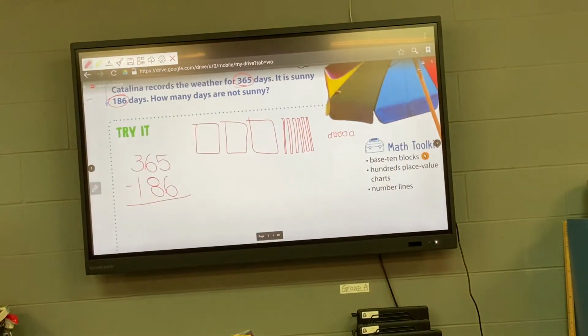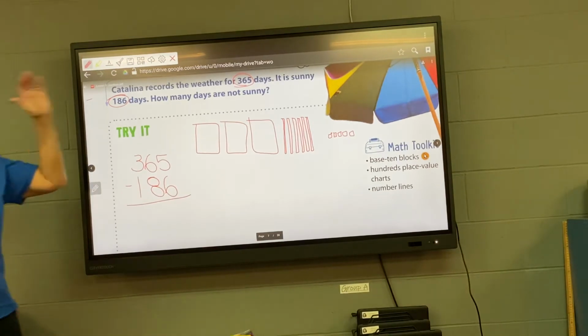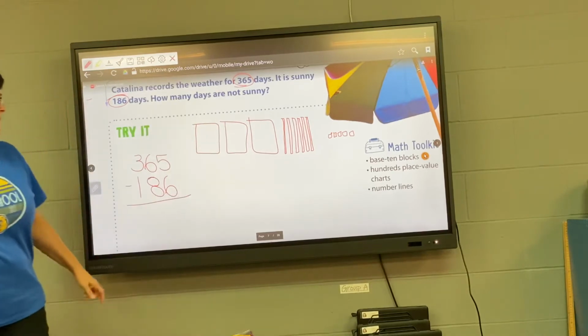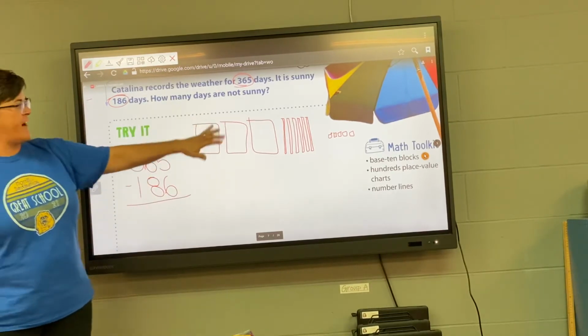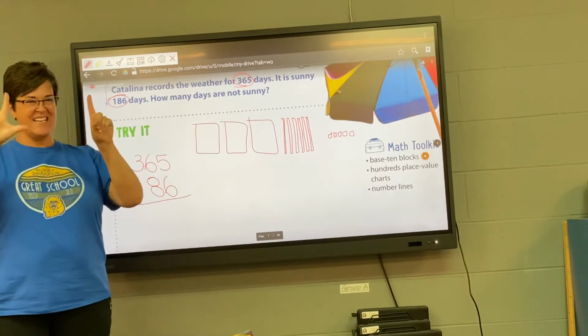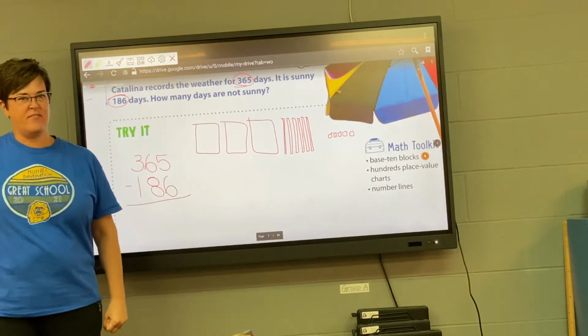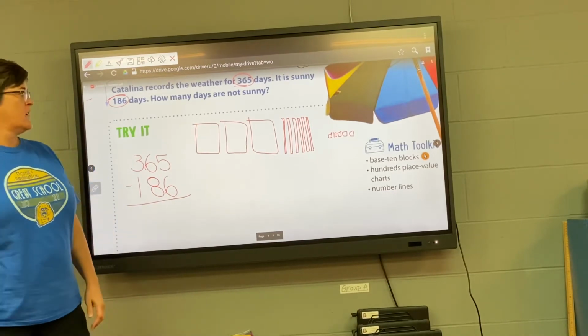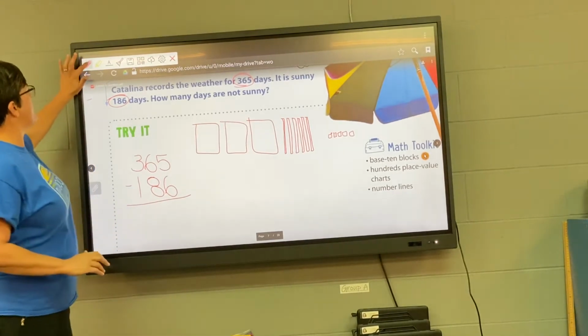All right, now I need to always start in what place? The ones place. So I have 5 ones, but I need to be able to subtract 6. I don't have enough with just 5. Where can I get some help from? From one of the tens. From one of my tens.